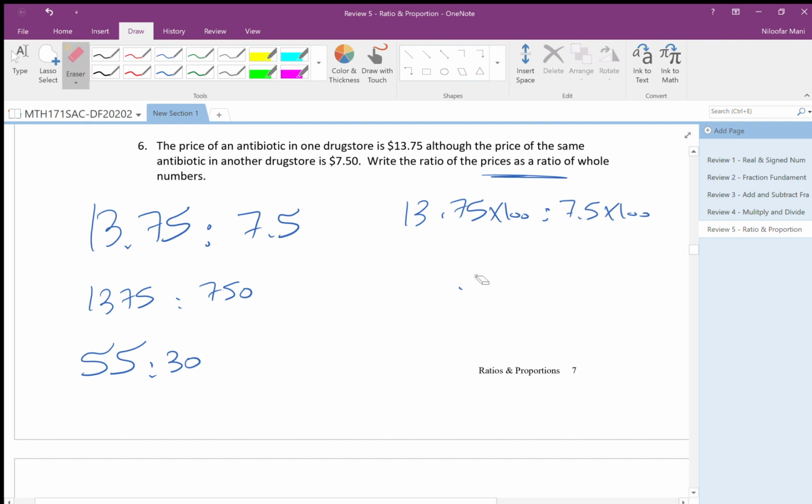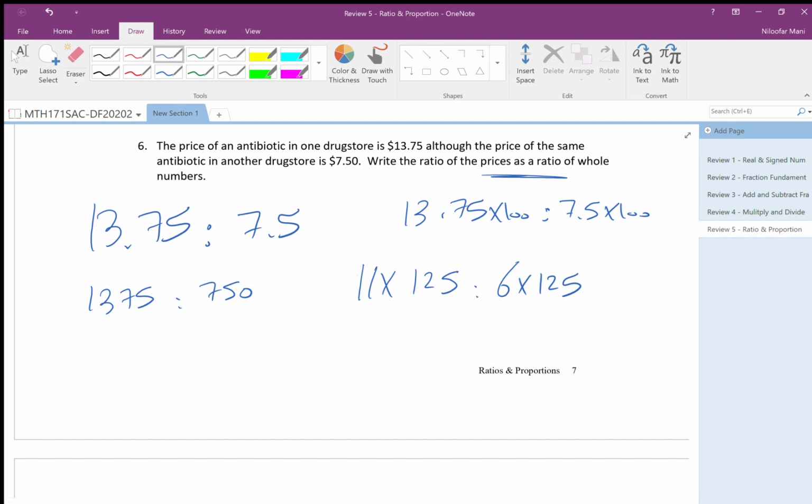So I can cancel, yes, I can say it's 11 times 125, and then this one is 6 times 125. Am I right? So 6 times 125, yes, and 11 times 125, yes. And then I can cancel this and this. It's 11 over 6, right? Or 11 to 6 means I am comparing 11 to 6 as a ratio I show.